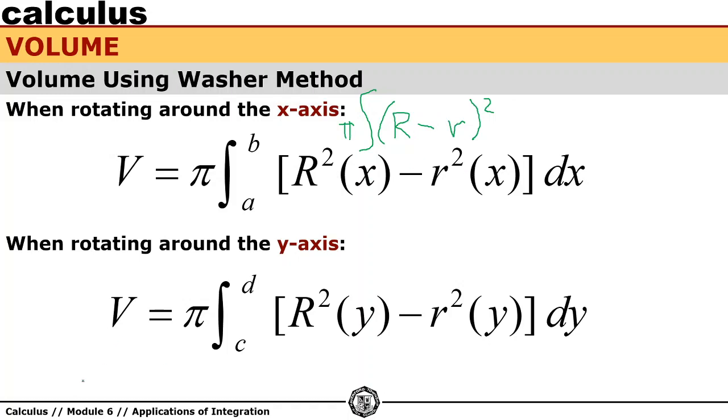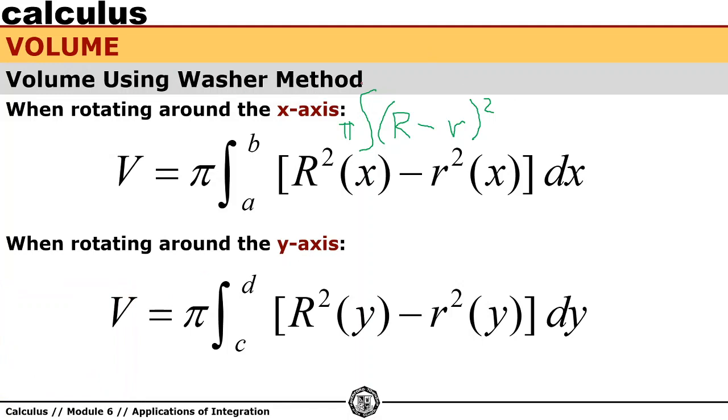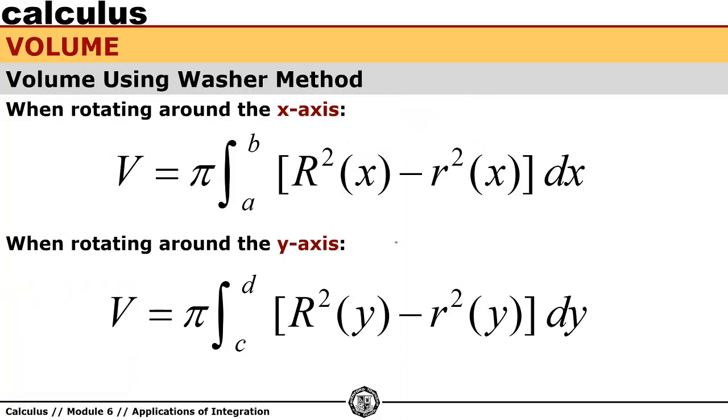So if you are ever tempted or inclined to think, hey, that's my move, please know that this is dead wrong. All right, so do not make that mistake. It's always big radius squared minus little radius squared. All right, so that is crucial for your success in this particular topic.